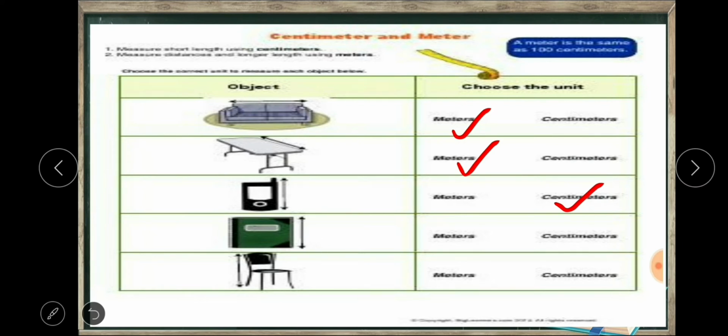Next, length of the notebook. Just imagine, can you measure the length of your notebook using the scale in your pencil box, your maths box? Yes, of course. So we can say that is also measured in centimeters. And the height of the chair, of course, it's in meters. Okay, children.